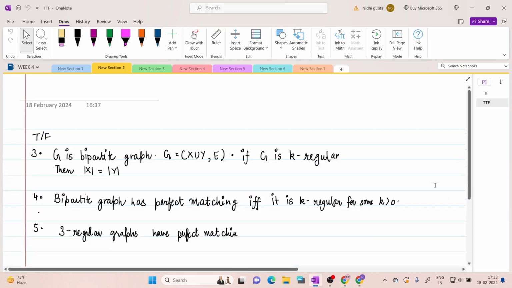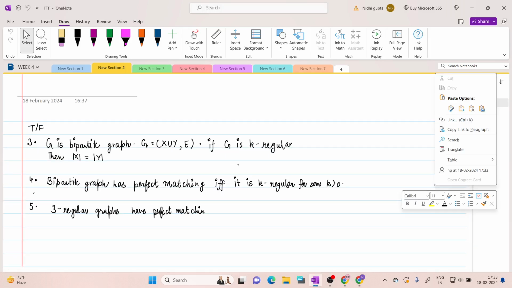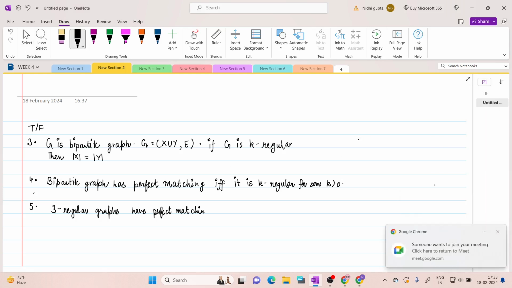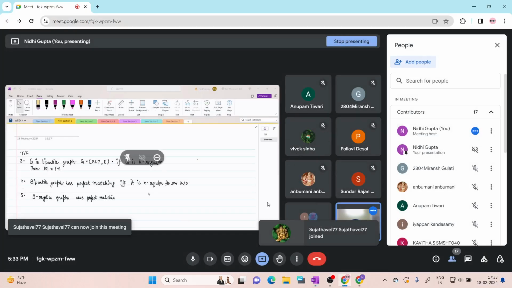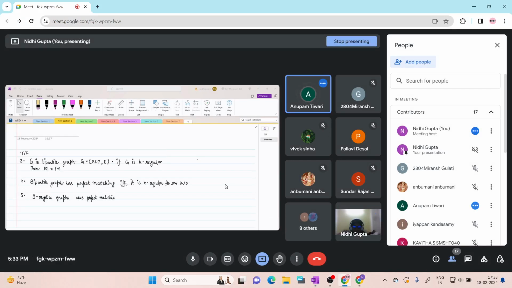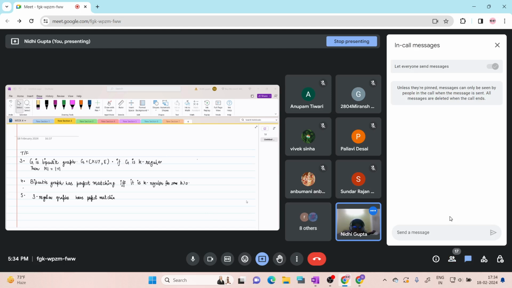So now, the third question is: if G is a bipartite graph and if G is k-regular, then the order of X should be equal to the order of Y. So what do you think? Is it true or false? It is true, ma'am. Okay. Others, what do you think, is it true or false? If you don't want to speak, you can also write in the chat box if you think it is true or false.